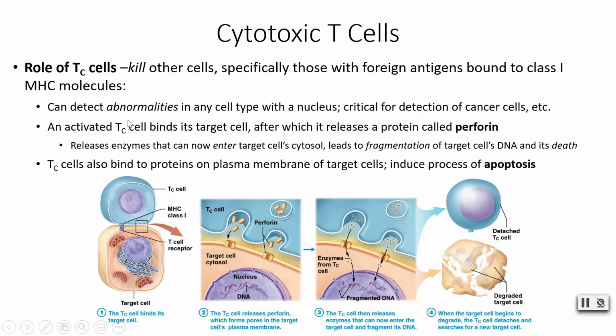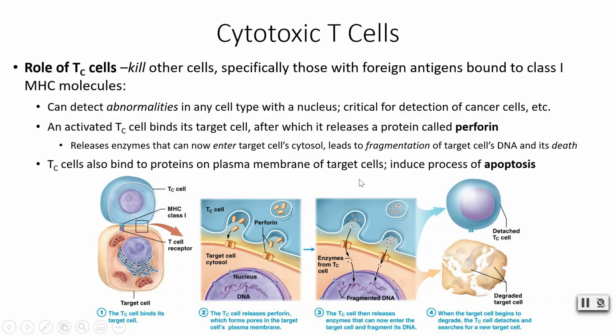So when a cytotoxic T cell has become activated, when it knows what to be on the lookout for, when it comes into contact with that antigen it's looking for on the target cell, it releases something called perforin. Perforin is going to perforate, or poke a hole in, the plasma membrane of the target cell. So now we can release enzymes into the target cell itself, and we can destroy the DNA, we can destroy the whole cell.